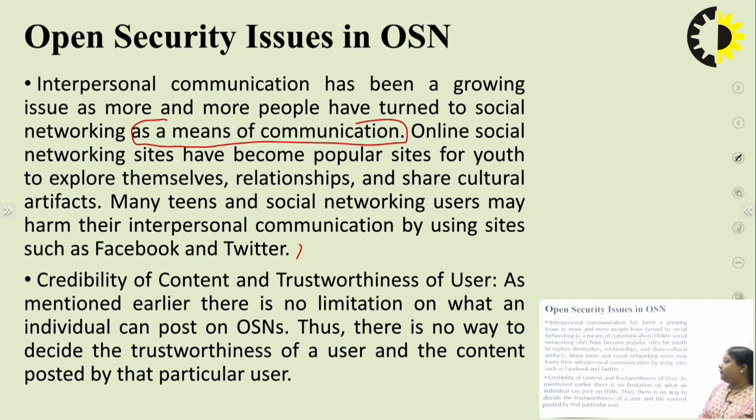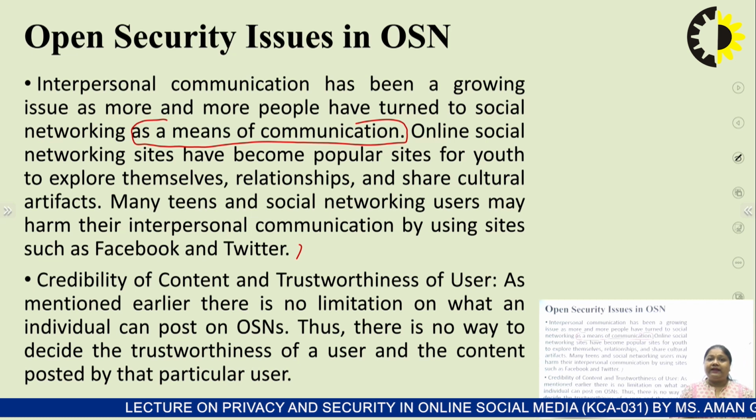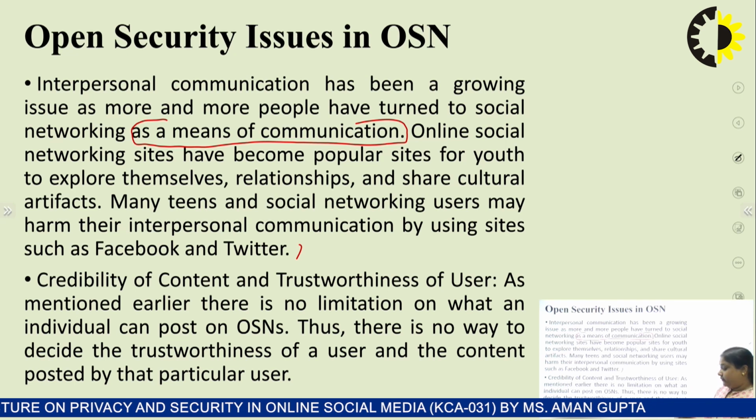Next is credibility of content and trustworthiness of user. As mentioned earlier, there is no limitation on what an individual can post on an online social network. An individual can post everything, their personal information, and can also comment on anything that they feel. So there is no way to decide the trustworthiness of a user and the content posted by that particular user, whether the content that is posted by some individual is right or wrong. No one can say that.